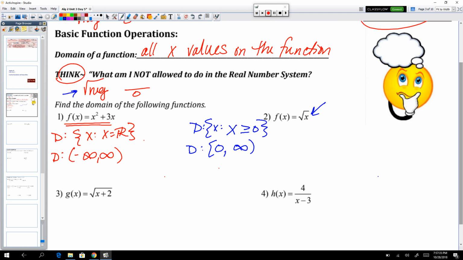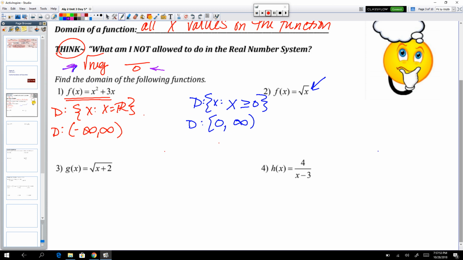Let's take a look at number 3, and notice that we don't have any possibility of division by 0 in this particular example, but we once again have the possibility of having the square root of a negative. It's a little less straightforward here. We can't just say x has to be greater than 0 because that's not the scenario. This entire thing has to be greater than or equal to 0. Everything under that radical has to be greater than or equal to 0.